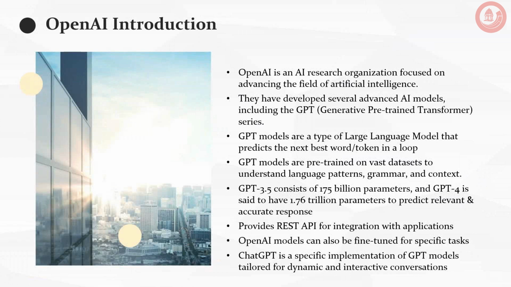behind the scenes. That's why it provides the answer in a generative fashion. You will see it is basically typing. It's not an animation. Behind the scenes it's just working, finding the next best option and completing the sentence as a whole. And these GPT models are pre-trained on vast data sets, so it understands the language pattern, grammar, context, all of these. GPT 3.5 consists of 175 billion parameters, and GPT-4 is said to have 1.76 trillion parameters with which it predicts the relevancy and accuracy.